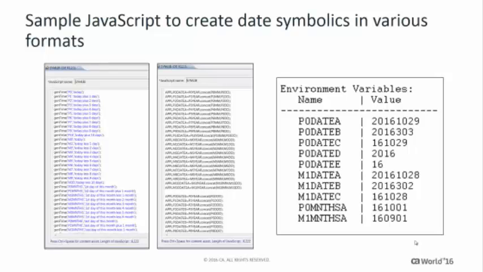So when you look at the environment variable names on the right hand side there, P0 or M1 as the starting point of it, but then you'd have the date in A format or B format or C format or D format. So this way you can make these things and publish them.